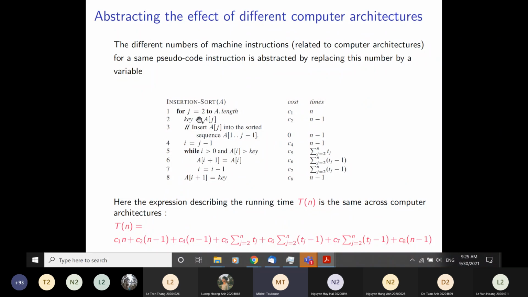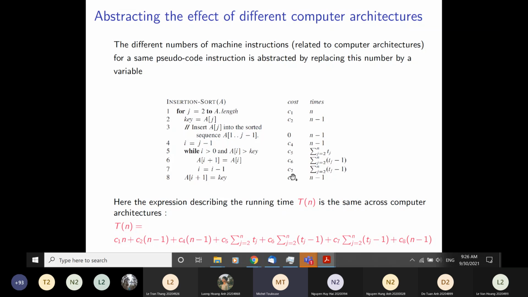The real cost of this assignment, also C2. So this is the number of CPU cycles that need to be executed to perform this assignment. The real cost of this assignment is C4, and the real cost of each execution of this while loop is C5, etc. So what we have in this column is the number of machine instructions that correspond to this pseudocode instruction.